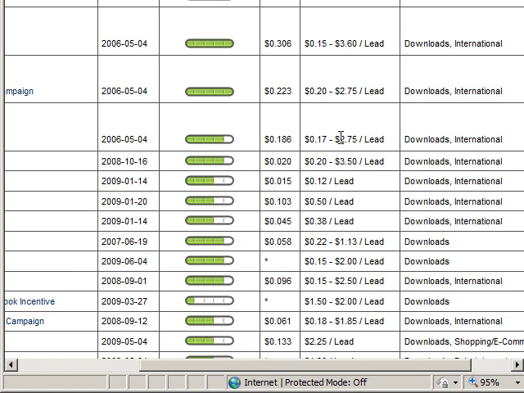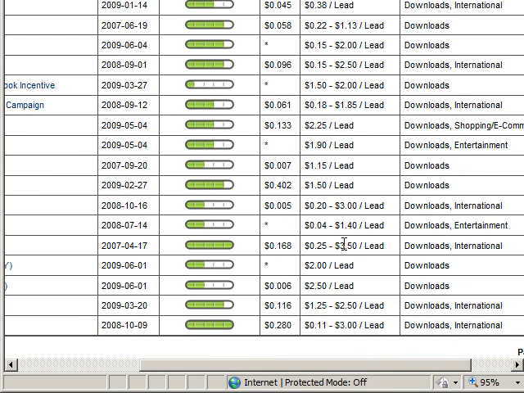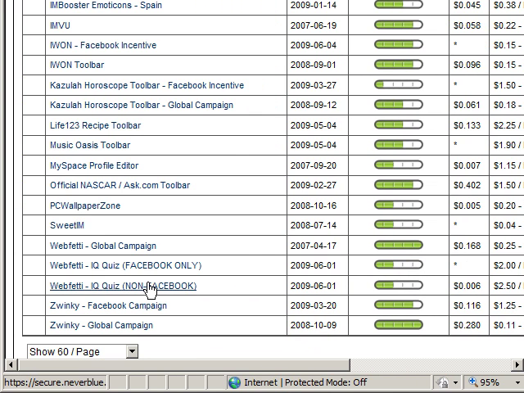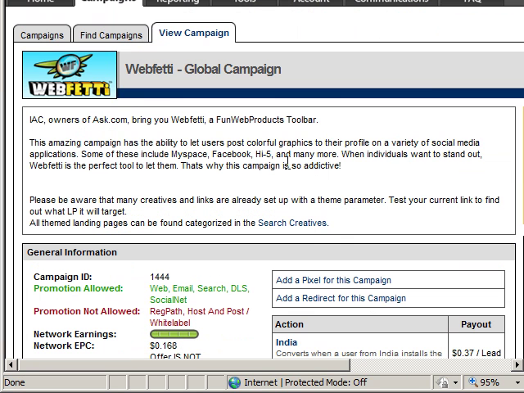And as you can see, some pay you $2.75 per lead. Some pay a lot more, like $3.50 per lead, and the network earnings are high, which is good. If I go here, I can actually see what it's all about. So if you go to the campaign, you can actually see what they're providing.